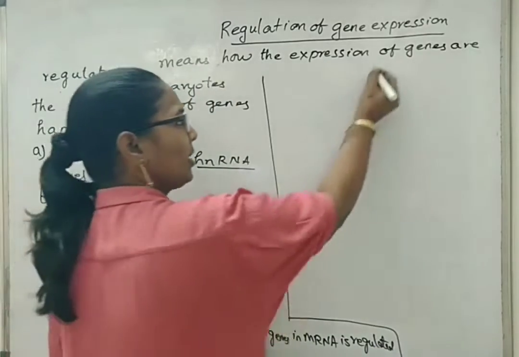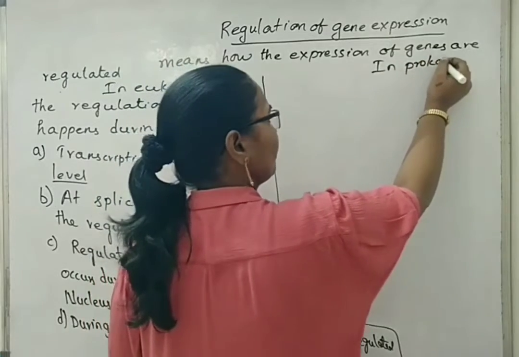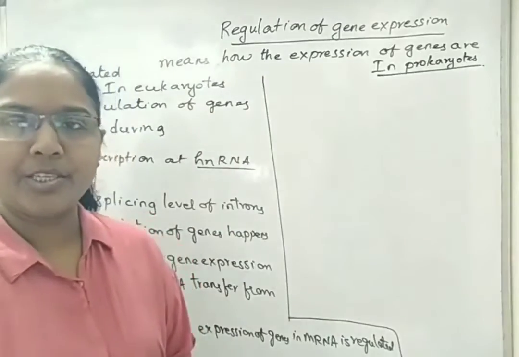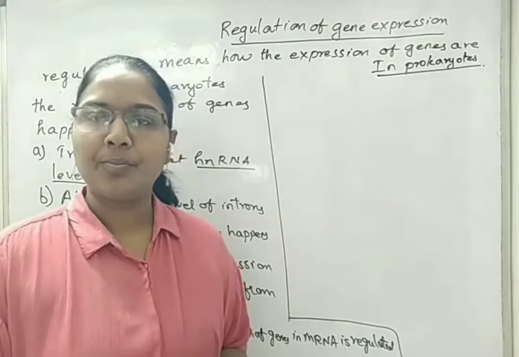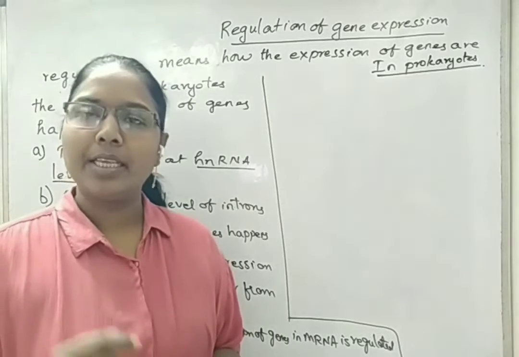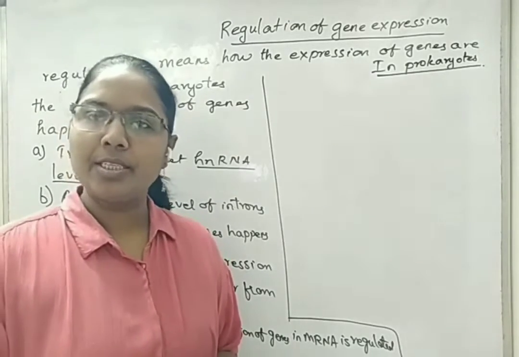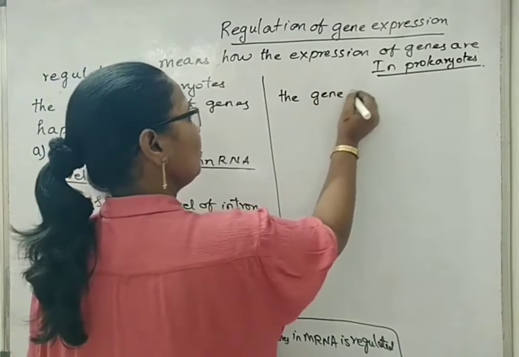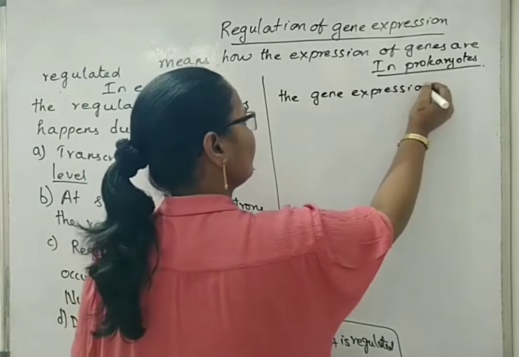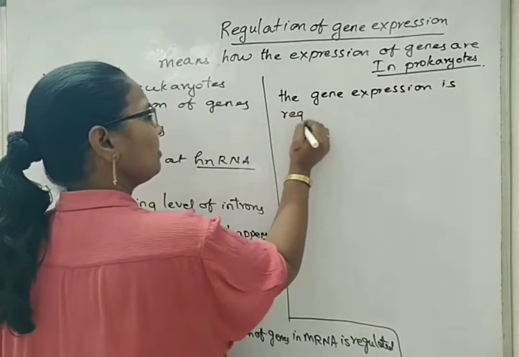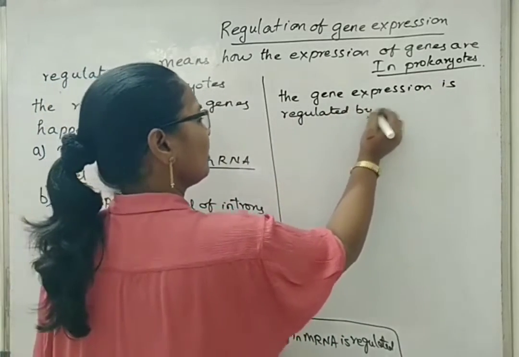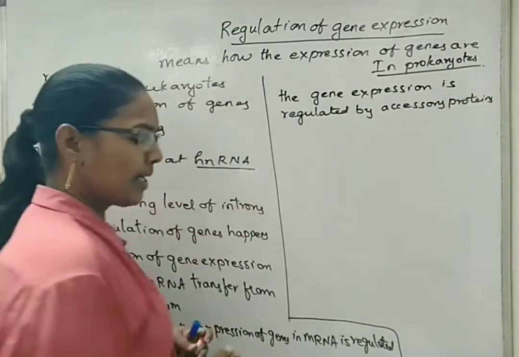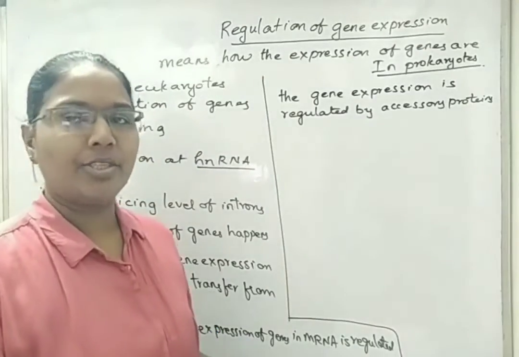Next, in case of prokaryotes, for gene expression, there is a need for a special type of proteins called accessory proteins. These proteins are coded by a special type of genes called accessory genes. The gene expression is controlled or regulated by accessory proteins, which are coded by special types of genes called accessory genes.